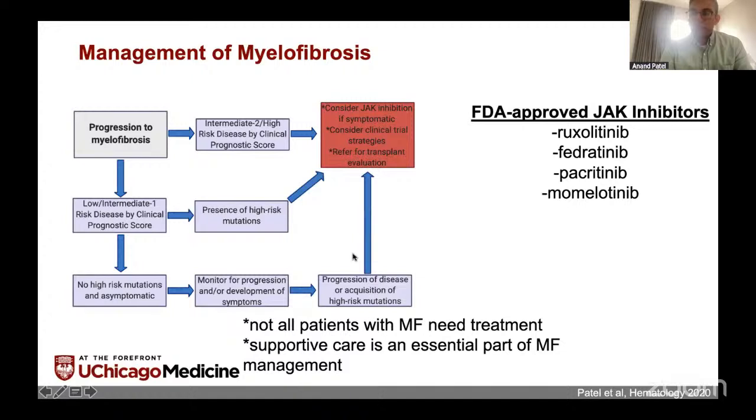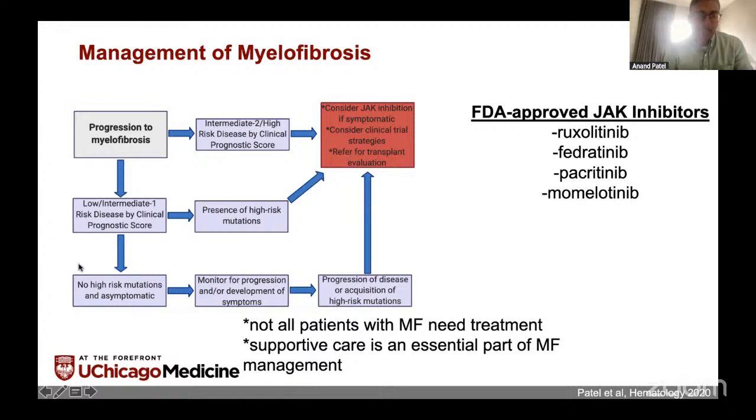So now let's talk a little bit about management. When we think about clinical management of primary versus secondary myelofibrosis, I will say, practically speaking, our management does not change a whole lot based on whether someone has primary or secondary myelofibrosis. We calculate a risk score. If someone has intermediate or high risk disease, we think about a JAK inhibitor if they have symptoms. We think about clinical trials. And if they are someone that's interested in a stem cell transplant, we will refer them for transplant evaluation.